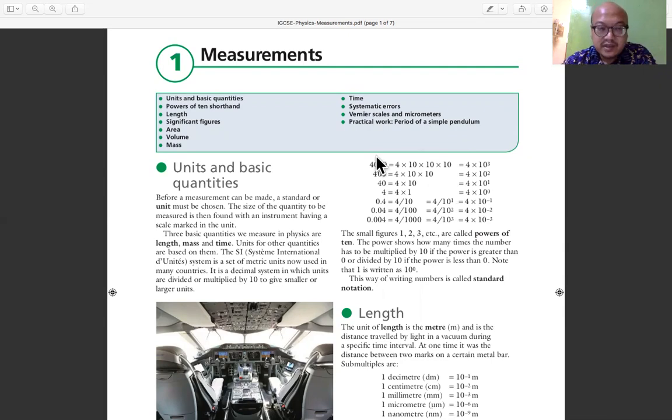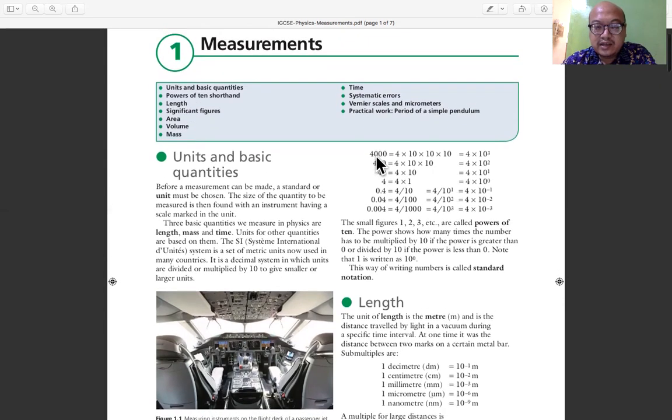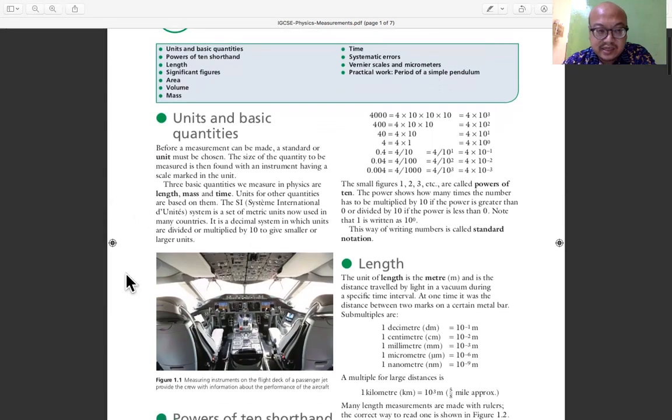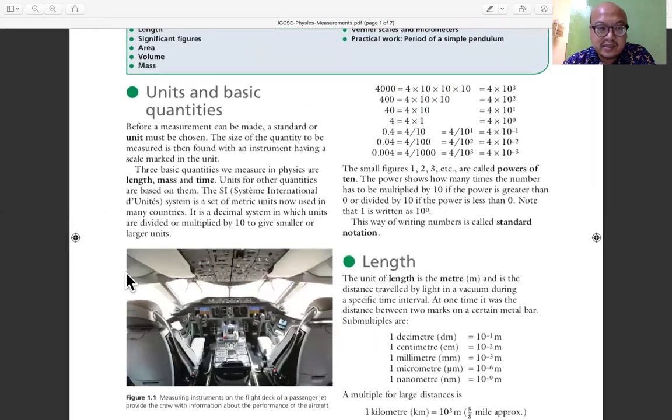Okay, now I will explain first, and please don't go anywhere. First one is units and basic quantities. Before a measurement can be made, a standard or unit must be chosen. The size of the quantity to be measured is then found with an instrument having scale marks in the unit.